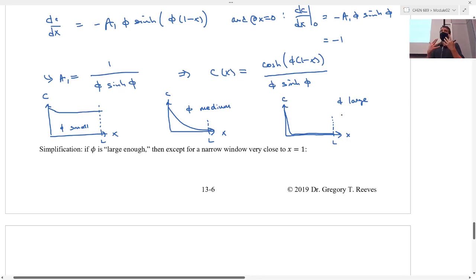Okay, so that's kind of a qualitative analysis. But let's actually use the equation to see if this is right. Okay, so we're going to ignore for now the constant, this A1, and we're just going to look at what is the hyperbolic cosine. Cosh of phi times 1 minus x. That's equal to, if I expand it in terms of exponentials, 1/2 times e to the phi of 1 minus x plus e to the negative phi of 1 minus x.